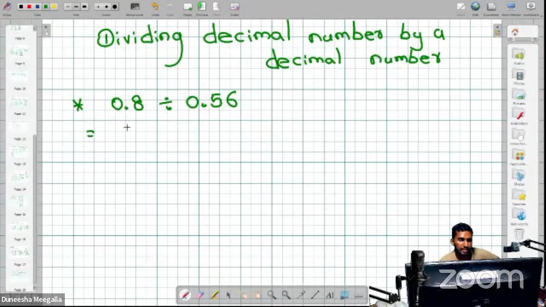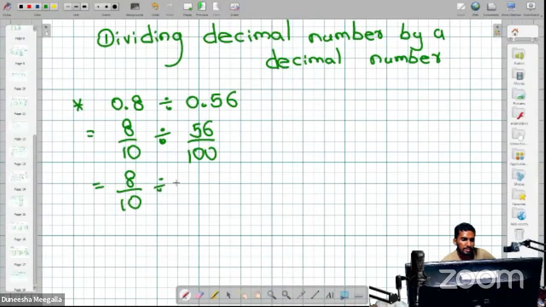Dulari, how do we write 0.8? 8 over 10. Divided by 0.56, how can we write it? Ludisha, as a fraction? 56 over 100. Okay, we get the reciprocal of the fraction after the division mark. We convert the division mark into the multiplication mark and get the reciprocal.